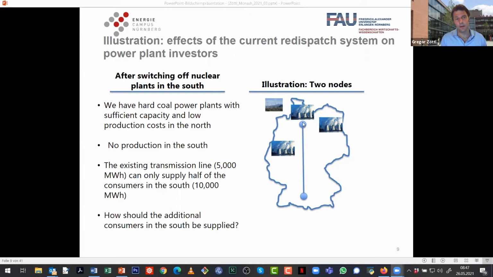At the day-ahead spot market, we have trading, and those power plants can supply the entire demand in the whole of Germany. Prices will be dominated by those plants, and in principle there will be a lot of production by those plants in the spot market. But in reality, this line is not enough. We have 5,000 megawatt hours which can be transported, and 10,000 should be consumed in the south.